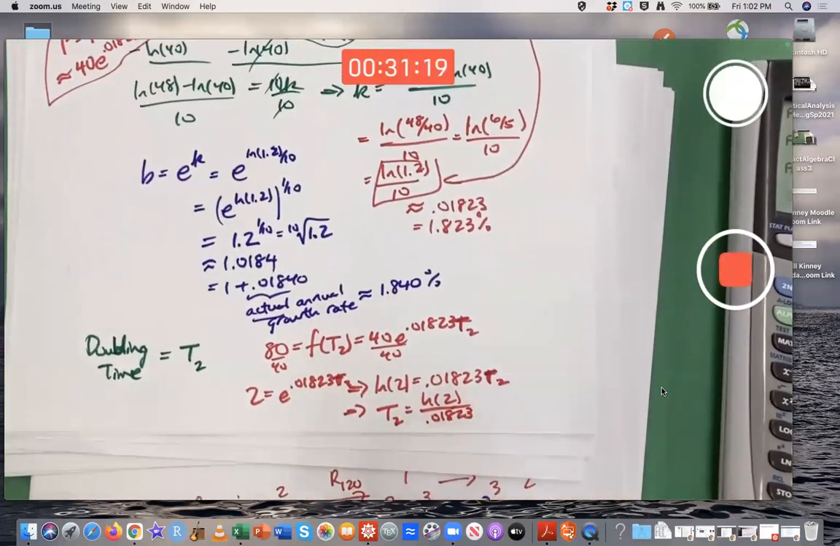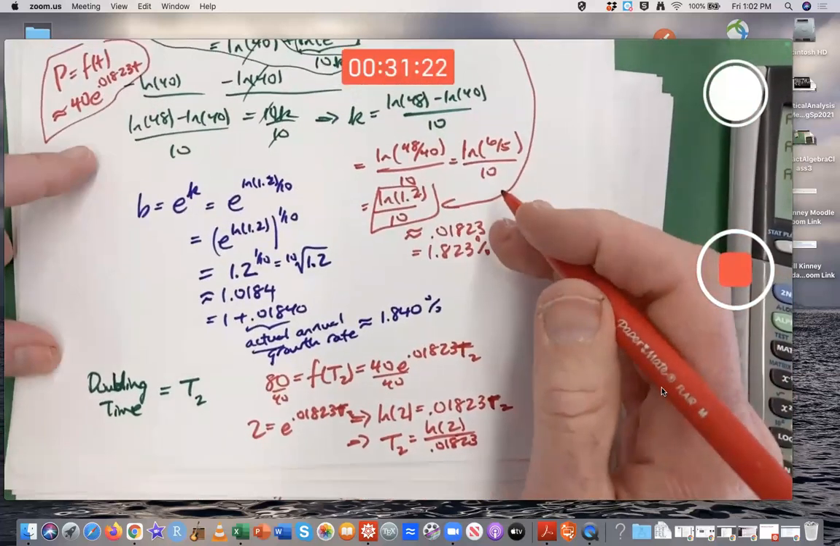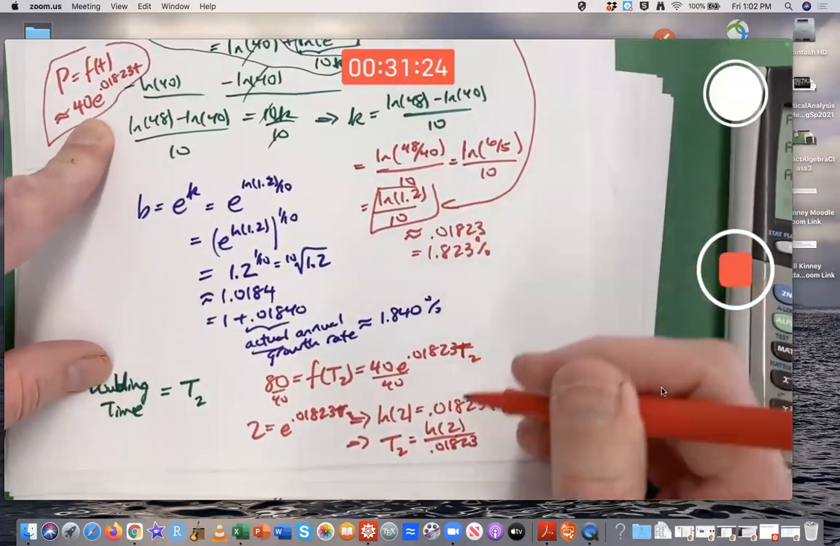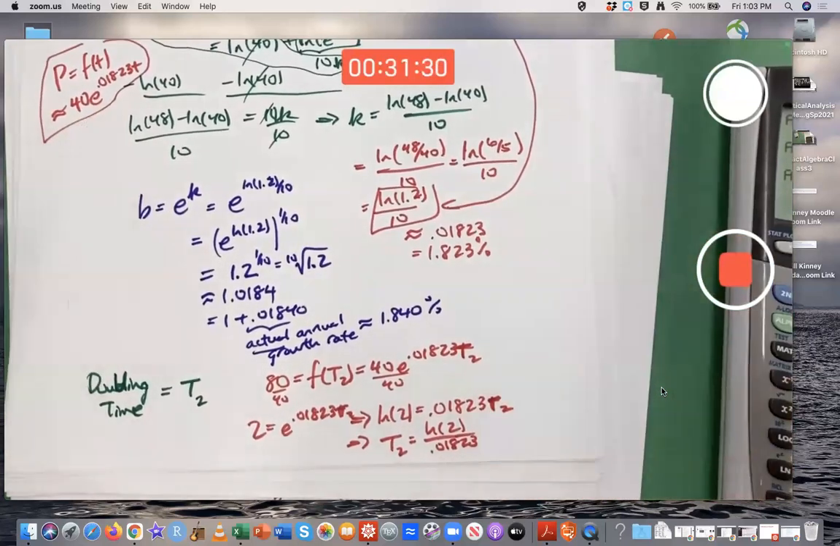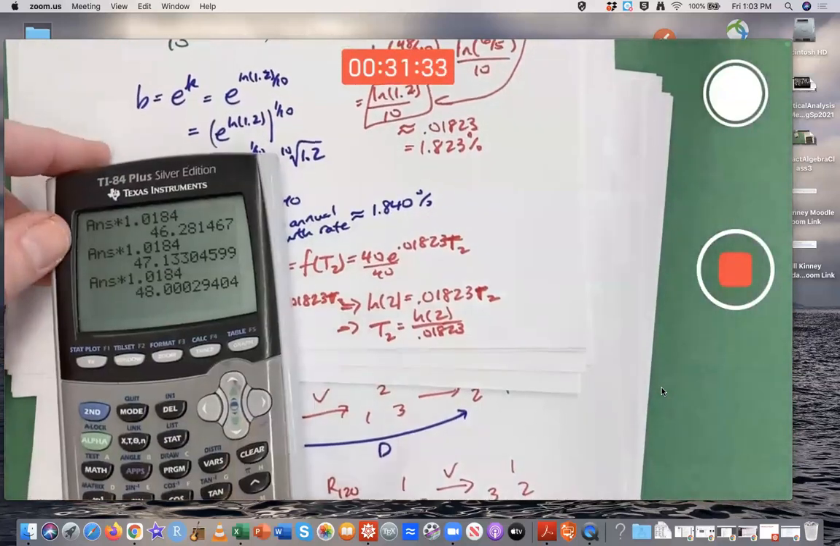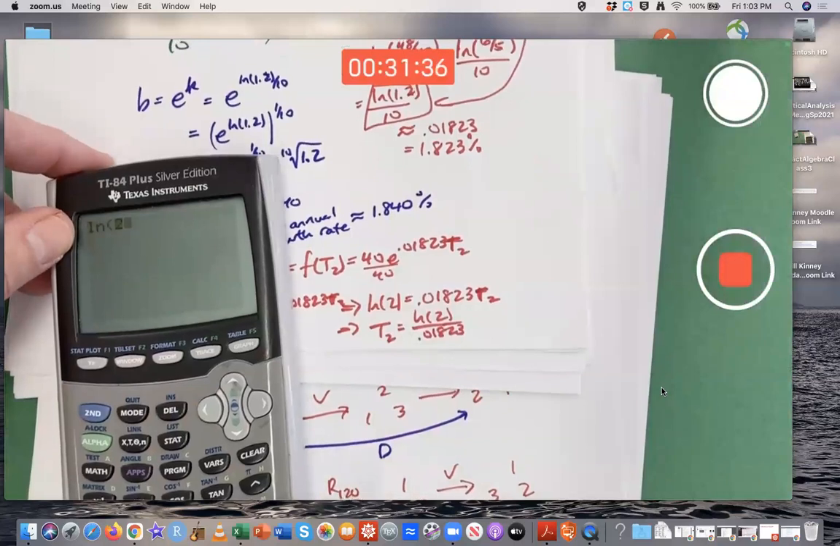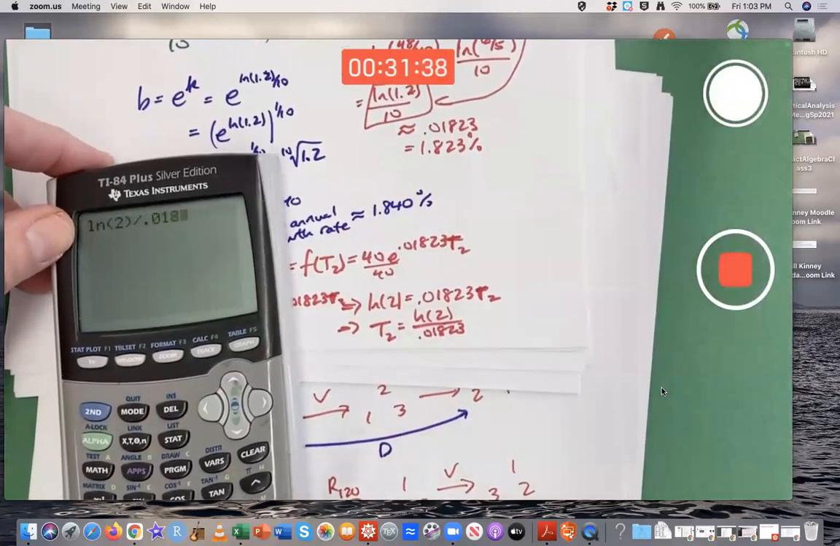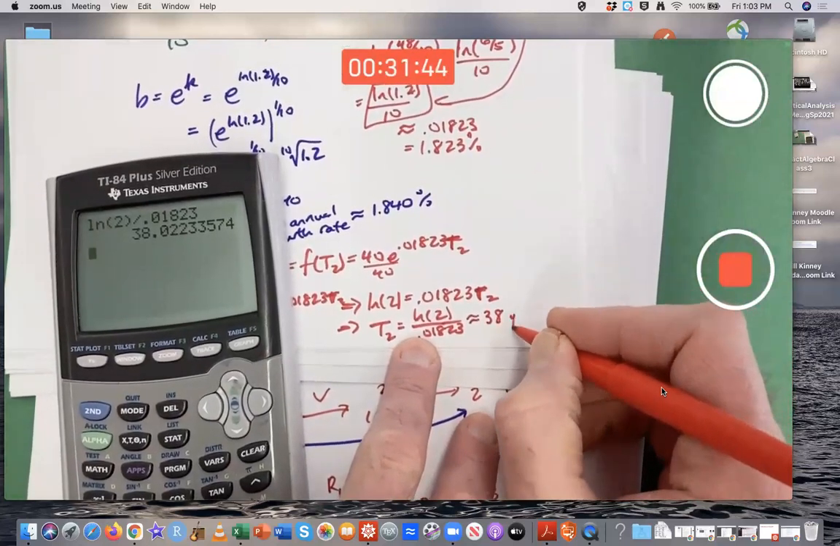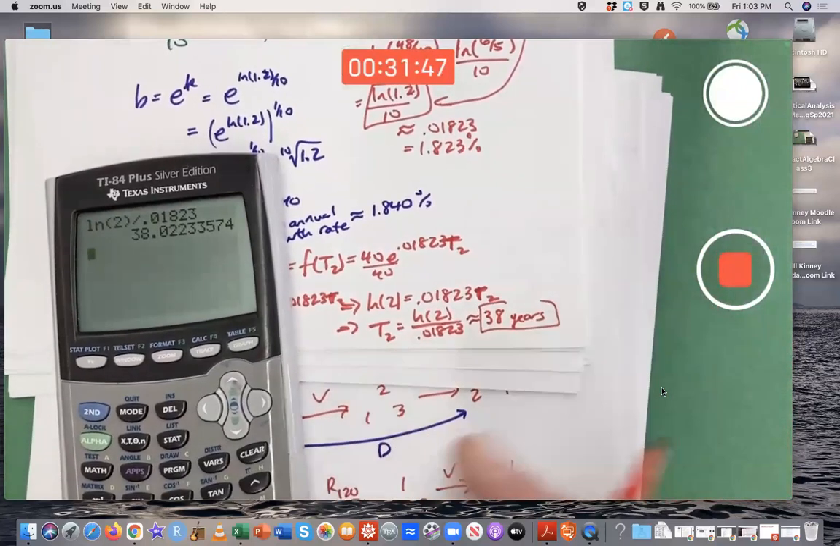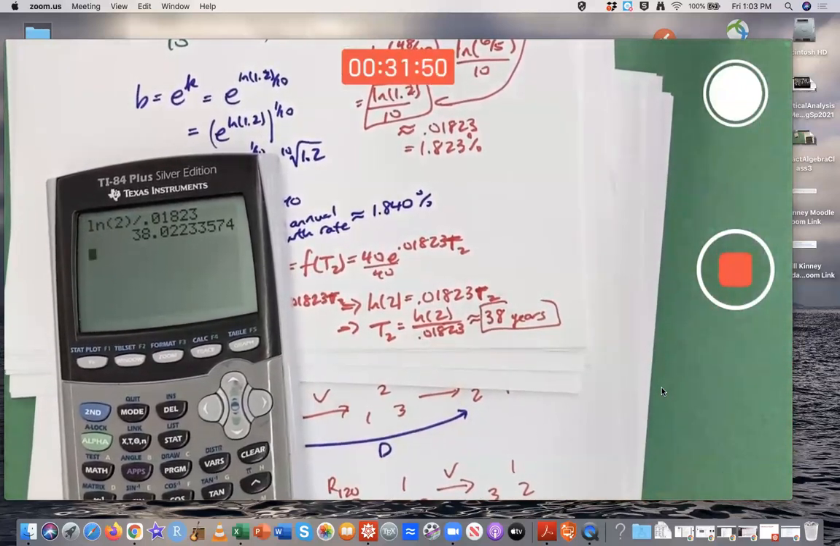And in fact, in general, when you write your function with e, the doubling time will be natural log of 2 divided by whatever the k is. This generalizes. So we get natural log of 2 divided by 0.01823. It's about 38 years. Close enough to call it 38 years. So we would expect it to reach 80 million people 38 years after the year 2000, in 2038.